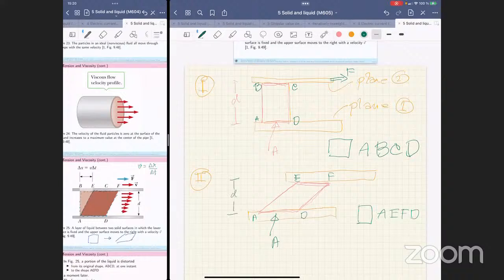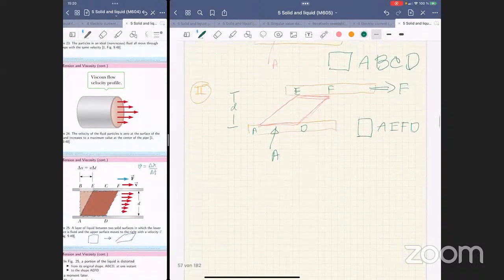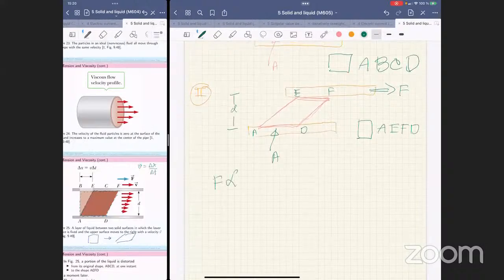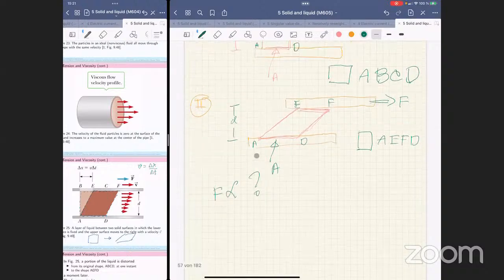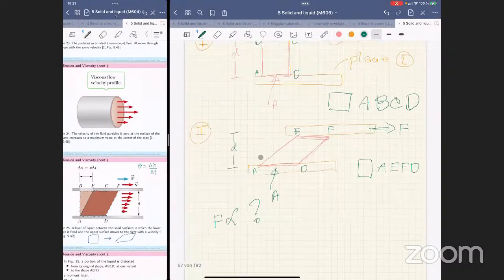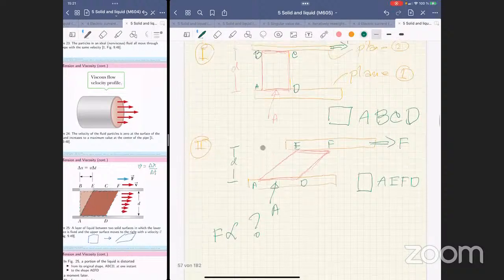Distance D, and we would like to know what is the effect of F, how F depends on, what does F depend on? What do you think? What would F depend on?